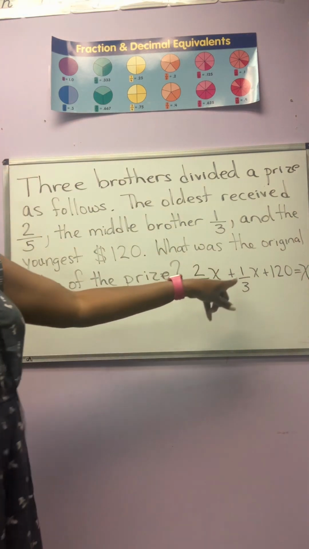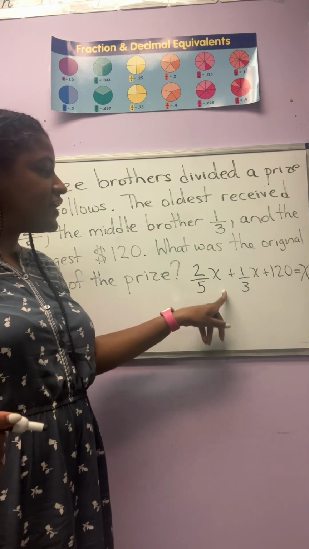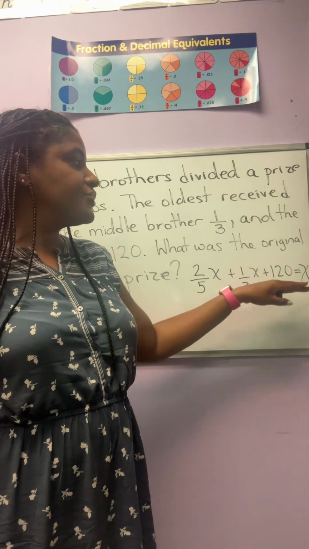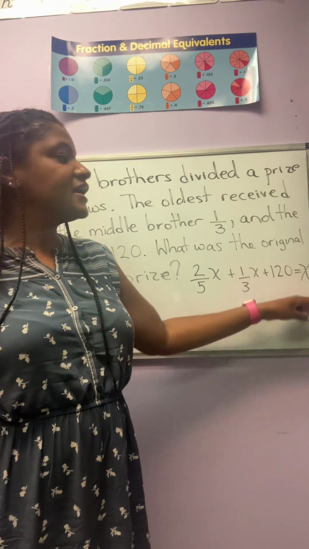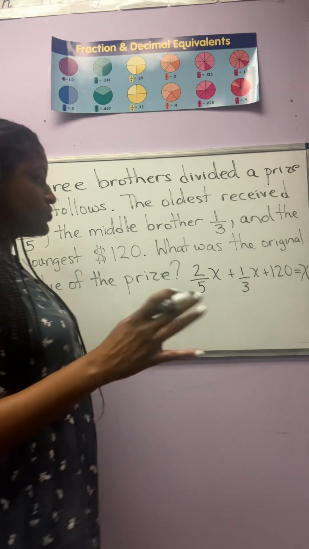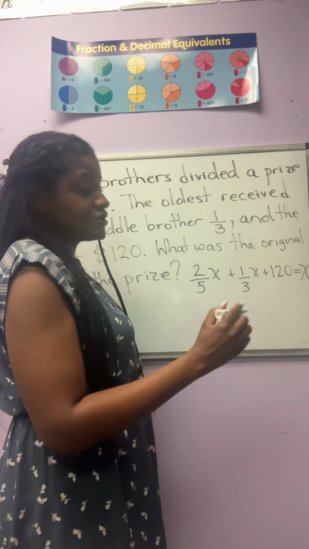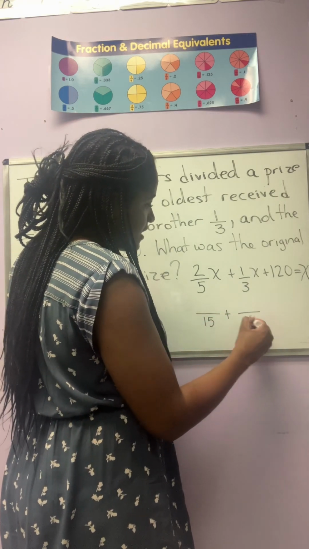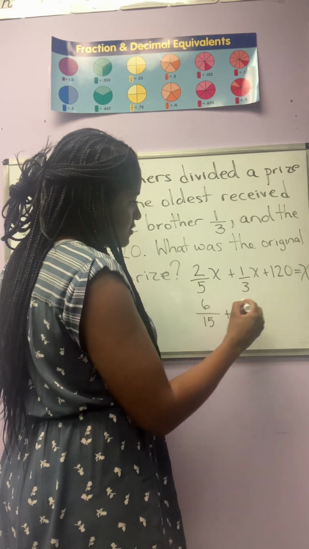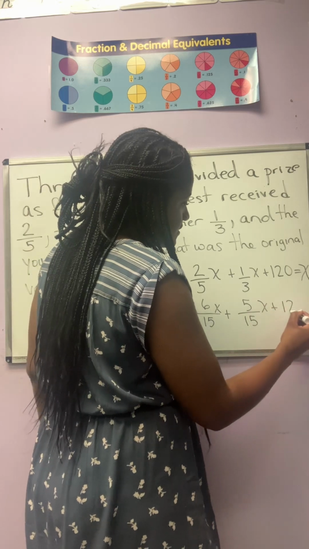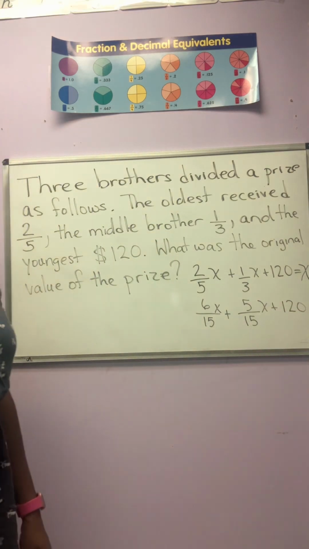So, eldest brother got 2/5 of x, 2/5 of the original. Middle brother 1/3 of the original. Third brother 120, and together that gave us our original. So now we would need to add these fractions, which should be pretty easy to do. You have to find a common denominator, which is 15 in this case. So 5 times 3, so right here. Let's not forget our x. Okay, so we have this so far.